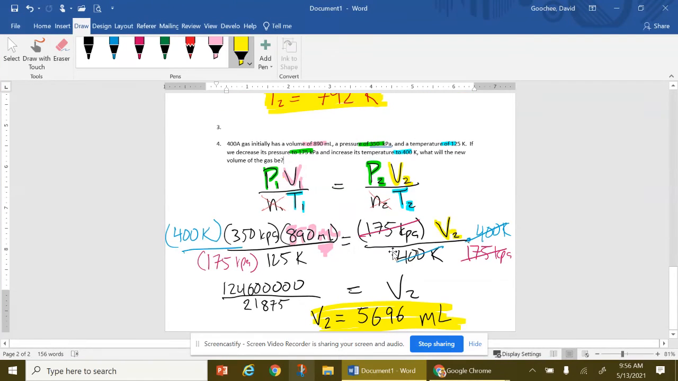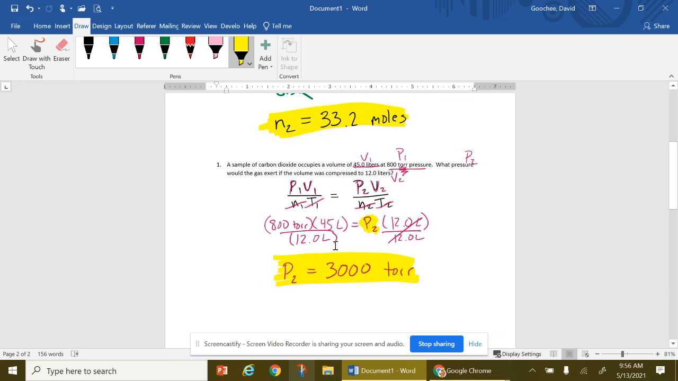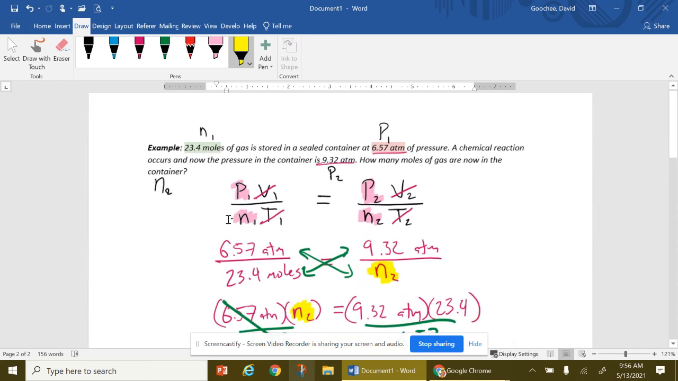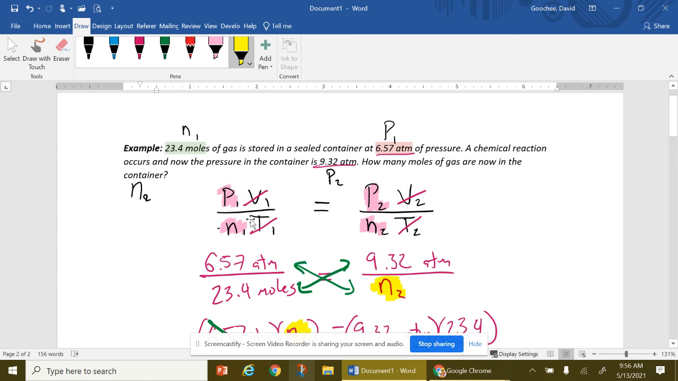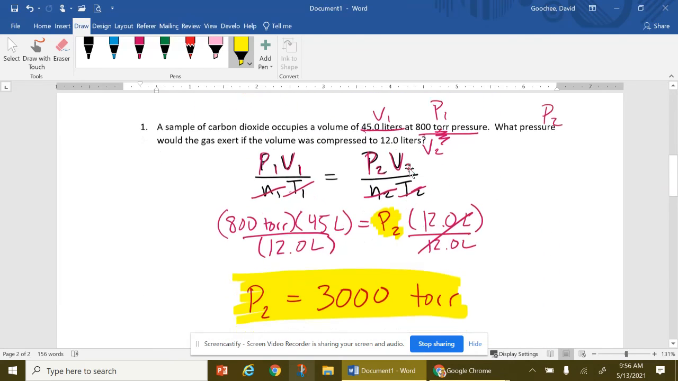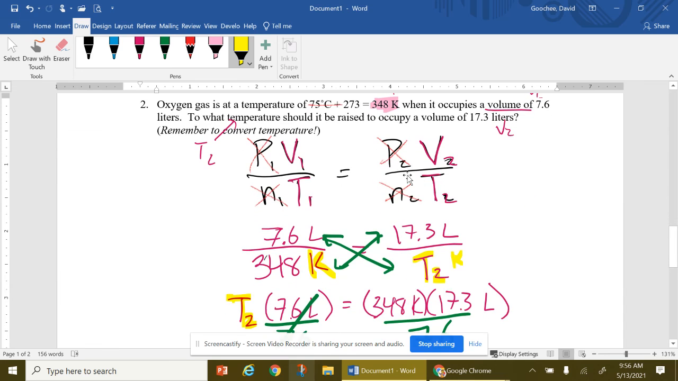Again, you start with the same equation every single time. You simply plug in what you know and cross out the things that are not mentioned and then solve. Okay. That's it. It's the same equation every single time.